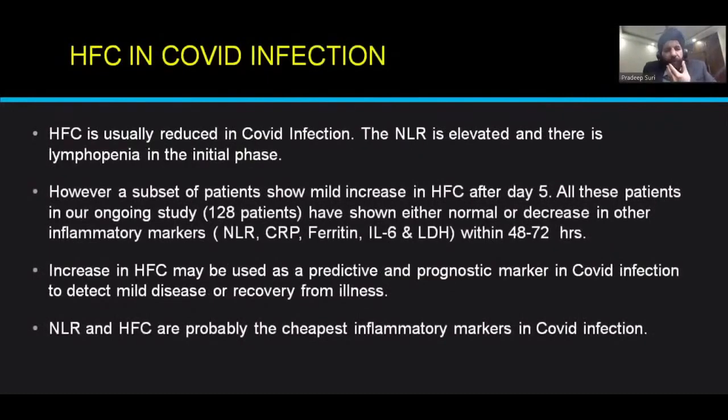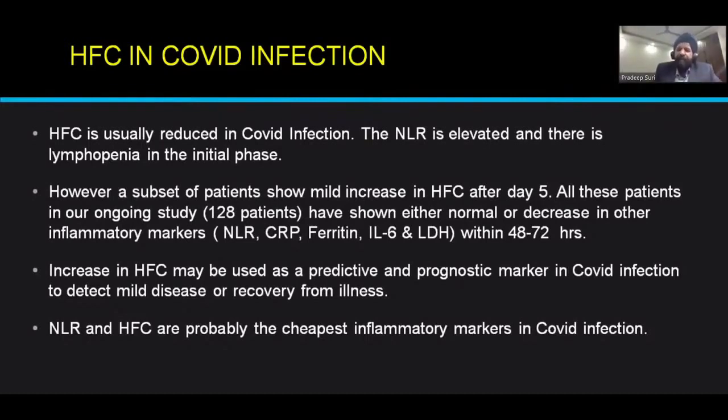Now, we are also looking at HFC very interestingly in COVID infection in 2020. HFC, according to a lot of Chinese data, has usually reduced in COVID infection. The neutrophil lymphocyte ratio is elevated and there is lymphopenia in the initial phase. Some of the studies have even given a cutoff value of neutrophil lymphocyte ratio of about 3.13 to differentiate mild from moderate to severe COVID infections.